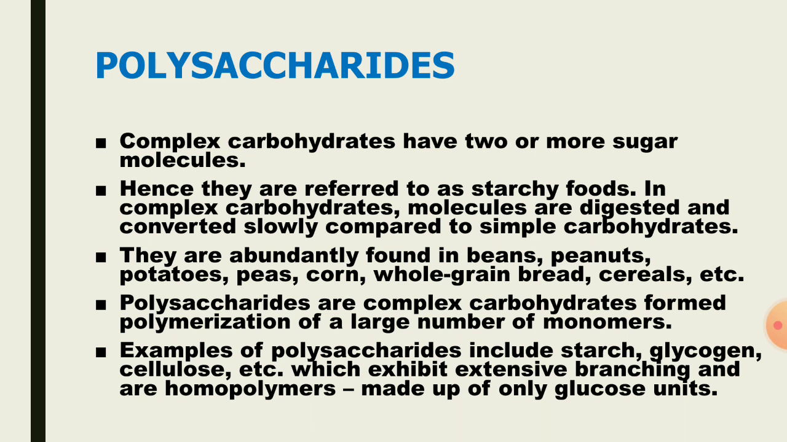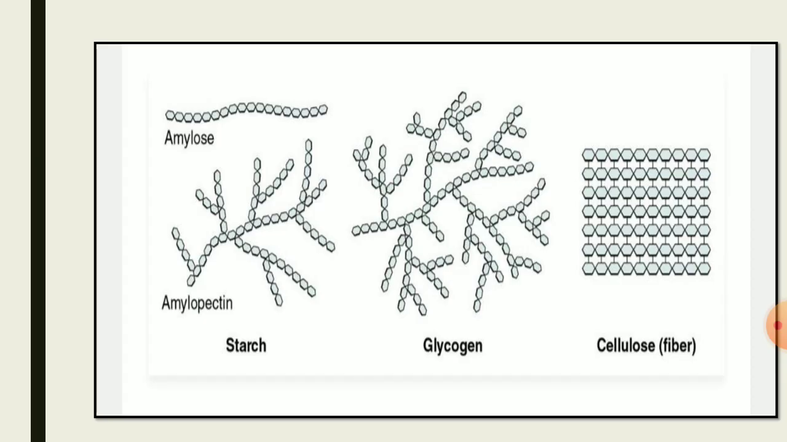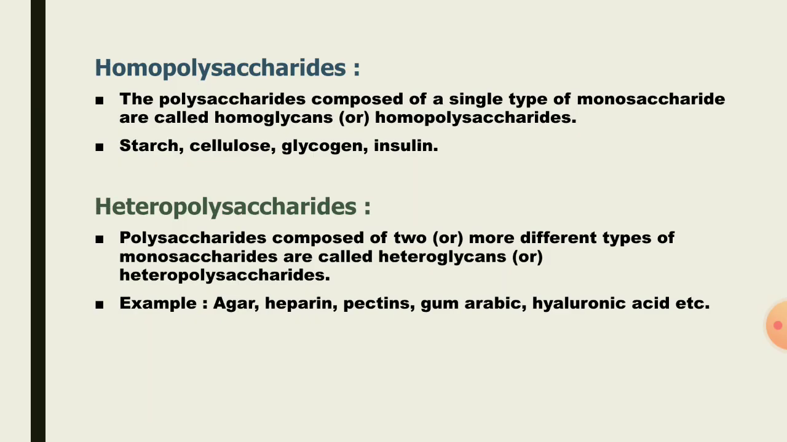Examples of polysaccharides include starch, glycogen, cellulose, etc., which exhibit extensive branching, and homopolymers made up of only glucose units. This is the structure of starch, glycogen and cellulose fibers. Next one is homopolysaccharide. A polysaccharide composed of a single type of monosaccharide is called a homopolysaccharide or homoglycan. Examples are starch, cellulose, glycogen, inulin. Heteropolysaccharides are polysaccharides composed of two or more different types of monosaccharides, called heteroglycans or heteropolysaccharides. Examples are agar-agar, heparin, pectin, gum arabic, etc.